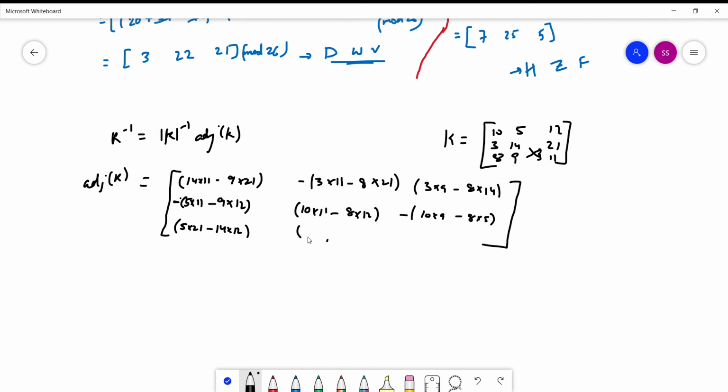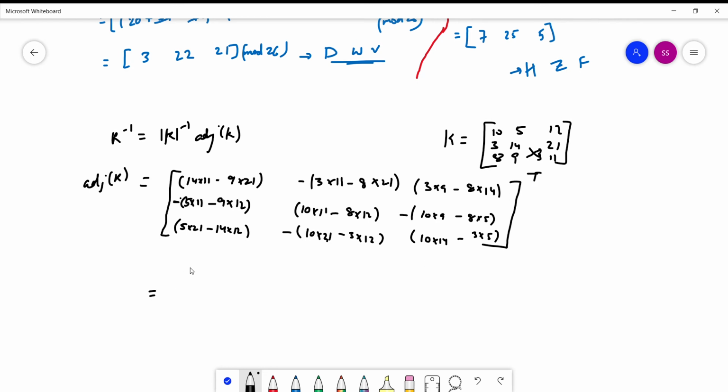Now for 9 it's 10 into 21 minus 3 into 12. Now this one is negative. And for 11 it's 10 into 14 minus 3 into 5. So this is the cofactor and I have to finally take transpose of this matrix, that will be adjoint of this matrix.